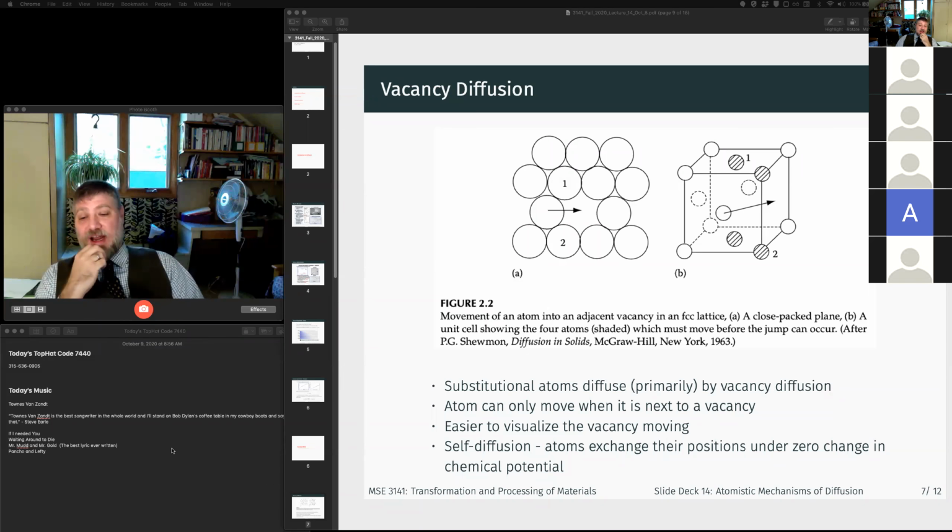Yeah, so Noah's got it. The diffusivity is flux through an area, right? But we'll definitely talk about that.